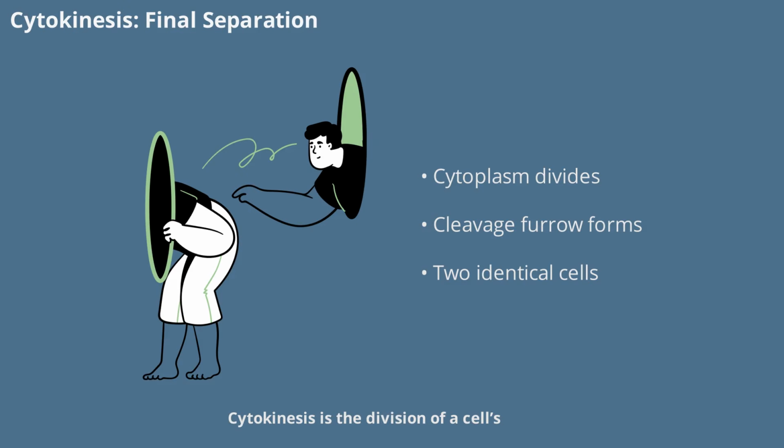Cytokinesis is the division of a cell's cytoplasm and organelles into two identical cells. It begins in late anaphase with the formation of a cleavage furrow in animal cells or cell plate in plant cells. This process completes after telophase, resulting in two separate cells ready to function independently.